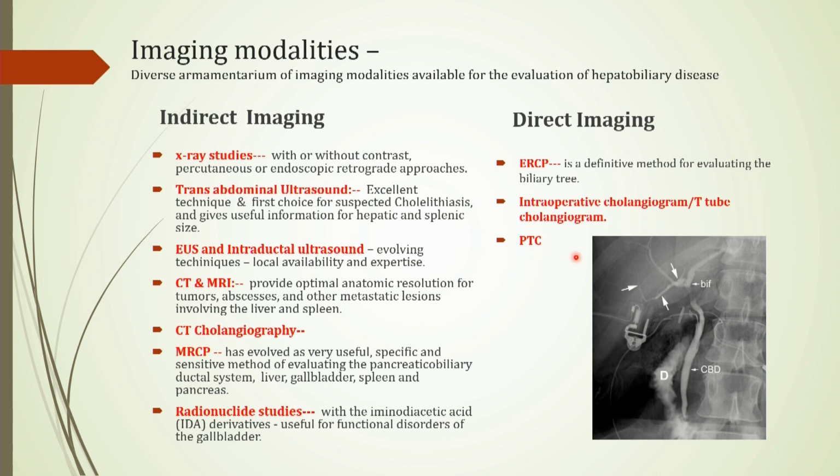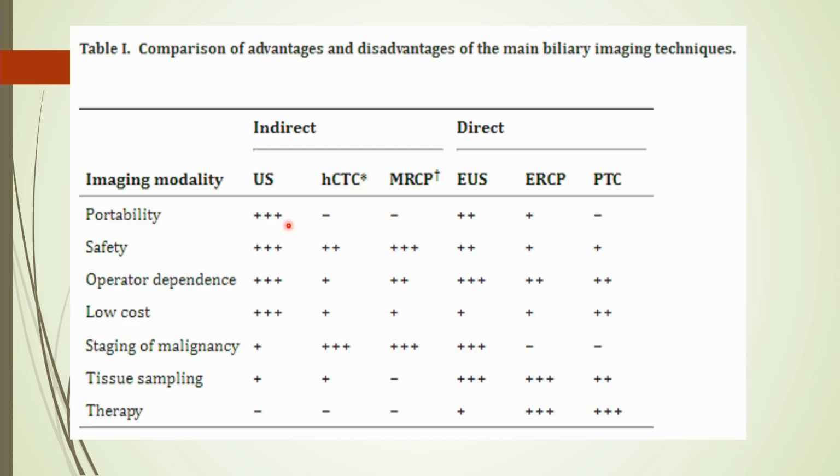There are various imaging modalities available, including indirect and direct imaging. Indirect imaging includes X-rays, transabdominal ultrasound, endoscopic ultrasound and intraductal ultrasound, CT, MRI, CT cholangiography, MRCP and radionuclide studies, and the direct imaging includes ERCP, intraoperative cholangiography or T-tube cholangiography, and percutaneous transhepatic cholangiography. This is the comparison showing the advantages and disadvantages of various imaging techniques according to their portability, safety, operator dependency, cost, staging in malignancy, and tissue sampling.